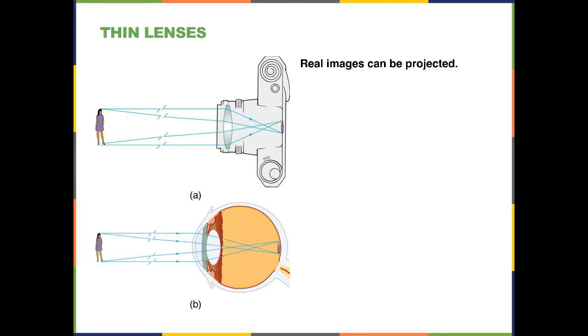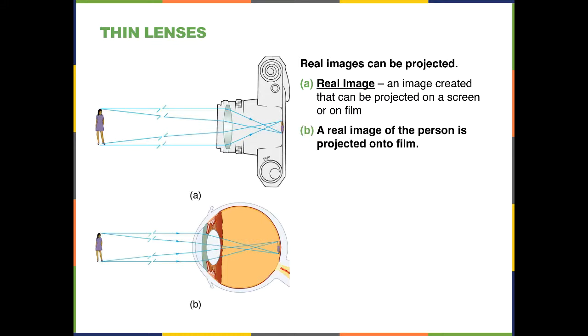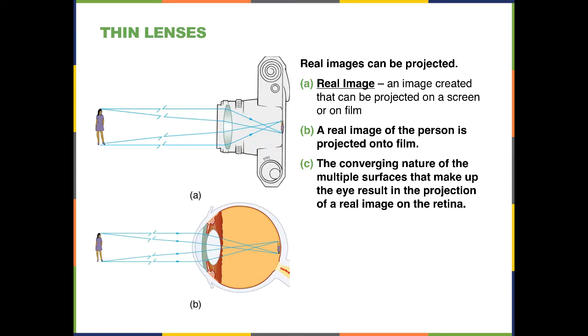Now, real images like these can be projected. And that's what defines a real image: it's an image that can be projected. A real image is an image created that can be projected on a screen or on film or on your eye. A real image of a person is projected onto the film in this camera, or since the lens in our eye is a converging lens, it's also projected on the back of our eye on the retina and is seen as real.